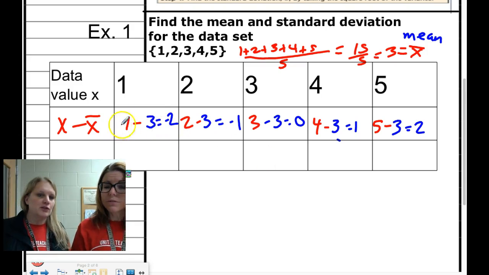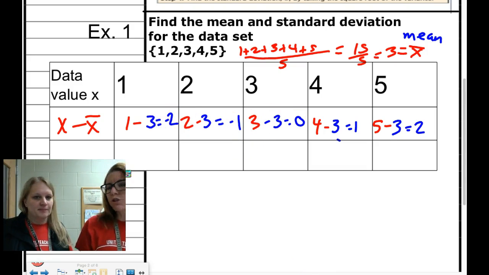You don't have to show this work, you would just have to give us your answers. We're showing the work just so they understand.